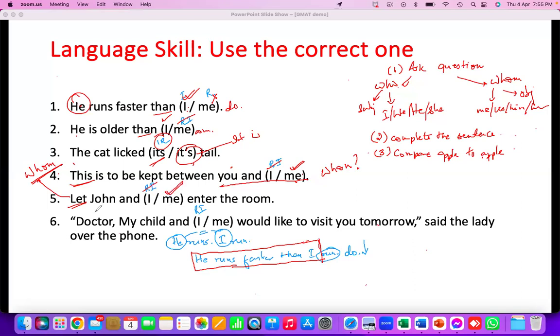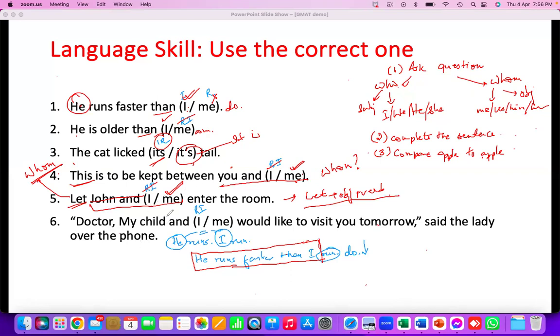Now this is also compound object, John and me, right? So even if you strike out one object, you'll get it simply. Let me enter the room. You never say let I enter the room. So this is another trick which can help you. Also, grammar rule says let plus object plus base form of the verb. Base form means first form of the verb. Let me go, let us work, let her sing, let him cry. This is how we form the sentence. So this is the syntax of the sentence. Let plus object plus verb. So same is used here. So me is correct. I is incorrect.